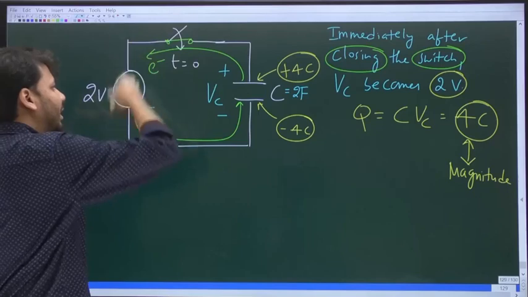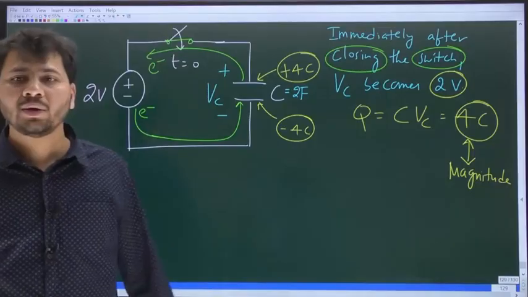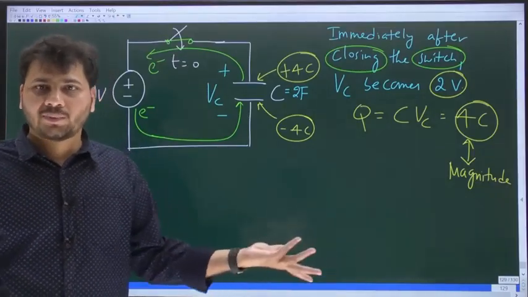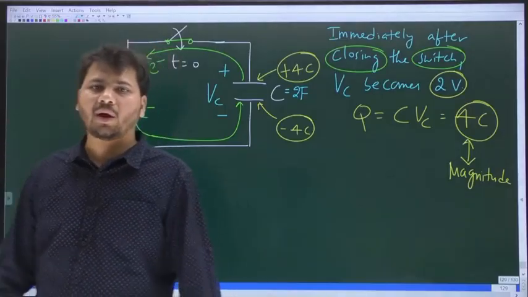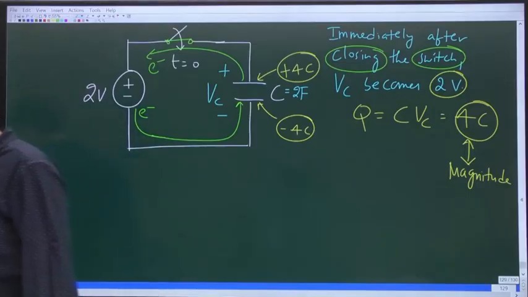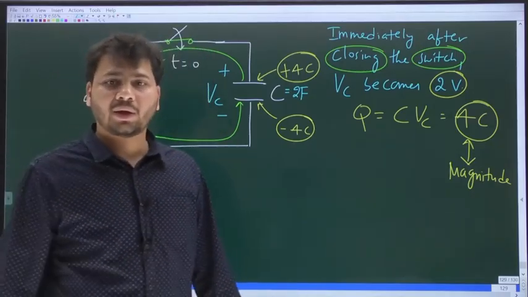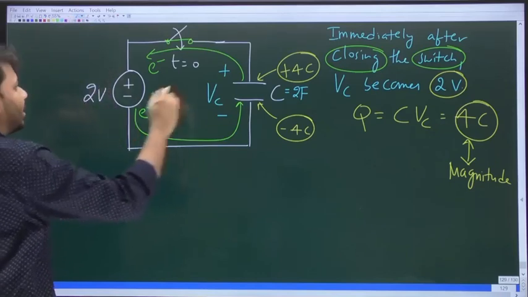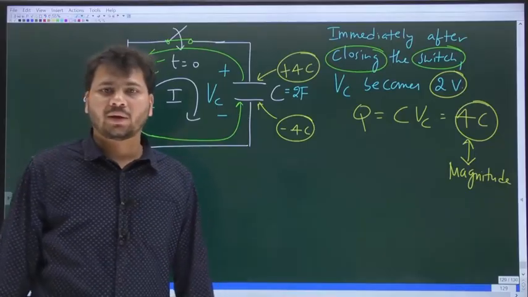Look at this. Electrons are flowing in the counterclockwise direction. Whenever electrons are flowing, does it not lead to current? Flow of electrons is current. What is the direction of current? Clockwise. Because electrons are flowing in the anti-clockwise direction, current will flow in the clockwise direction. Very good. This is the direction of current.